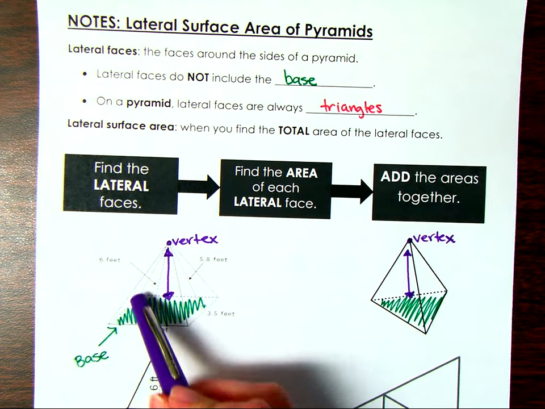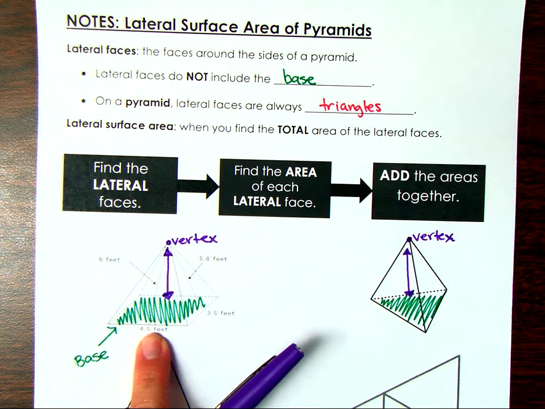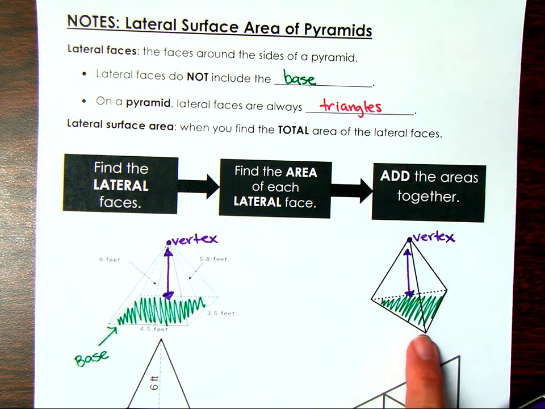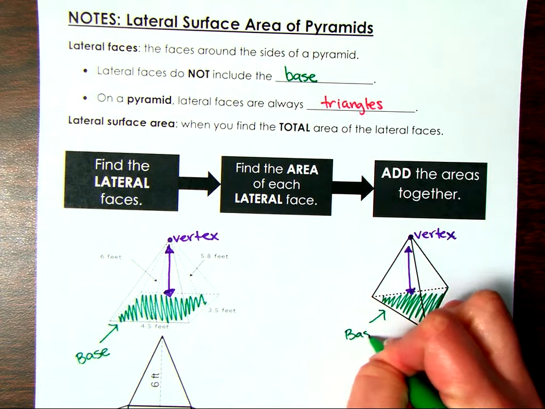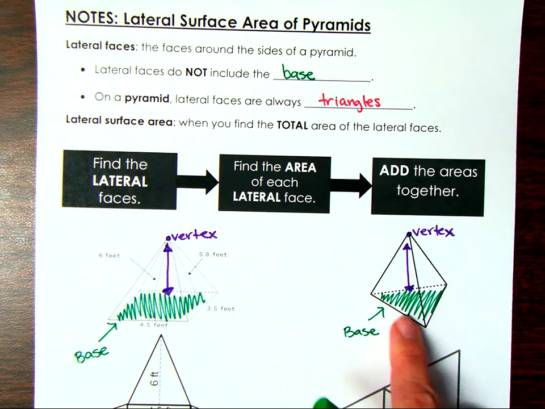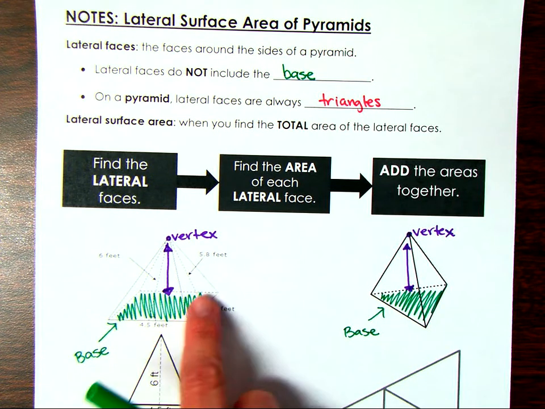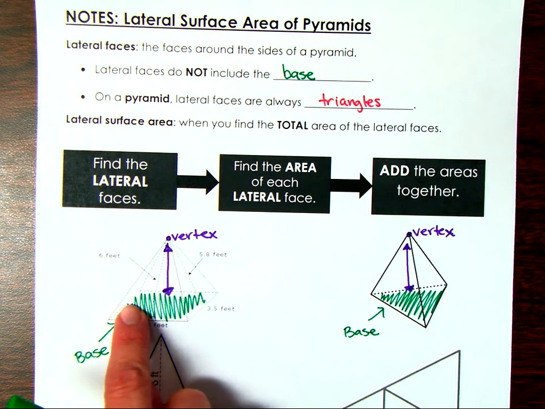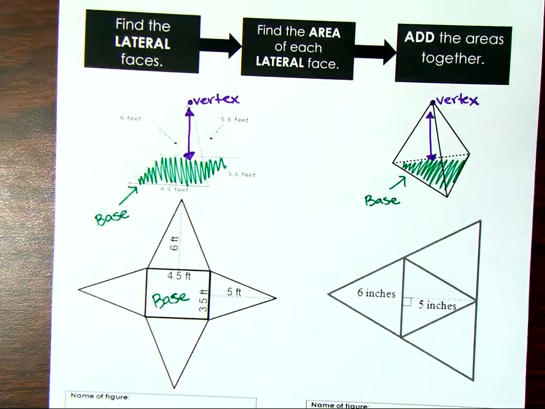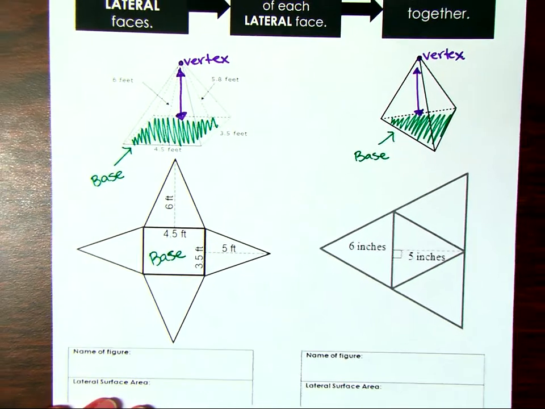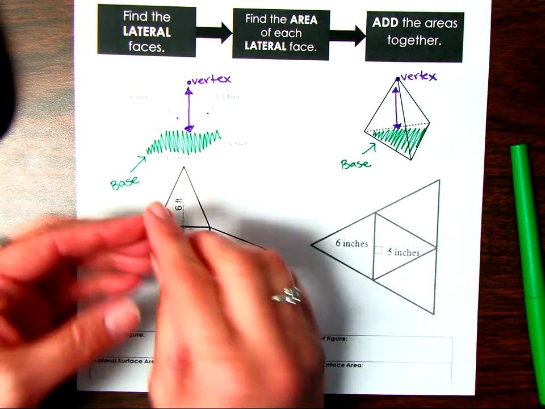Right here we see that the base is a rectangle because we have 4 and 5/10 by 3 and 5/10. This base right here is a triangle. If your base is a triangle, it has 3 sides, so that means you're going to have 3 faces. If your base is a rectangle, it has 4 sides, that means you're going to have 4 faces or 4 triangles. These are what they would look like if they were unfolded. Here's the actual three-dimensional shape, and this is what's called the net when we unfold it.